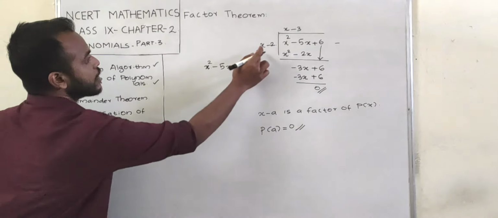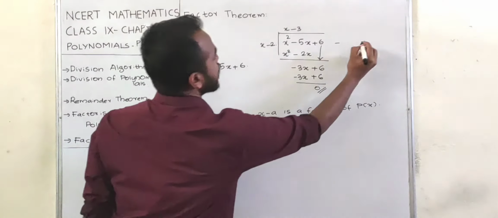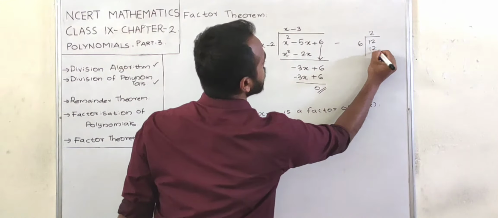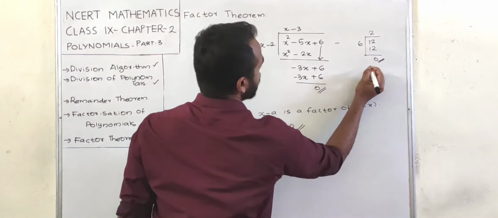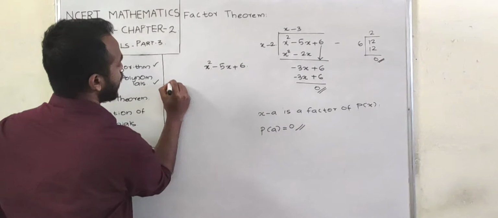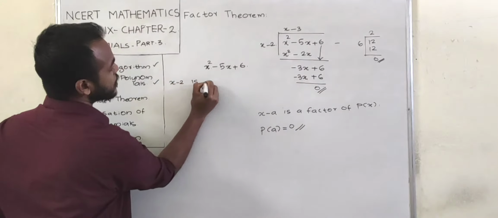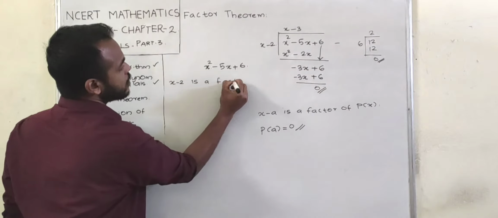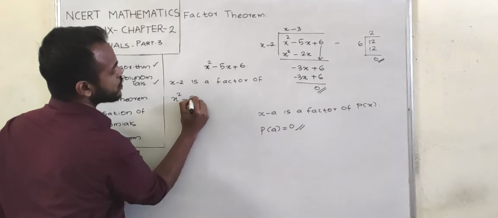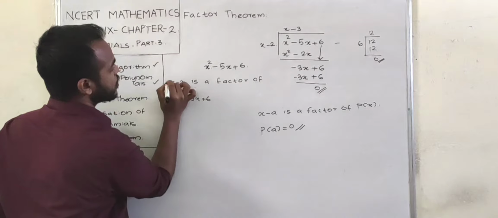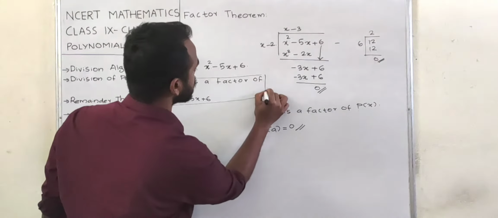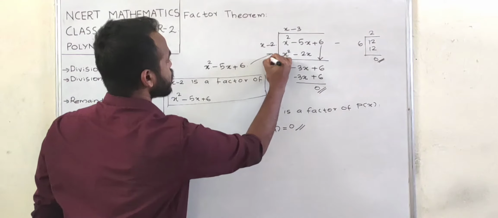Then we can conclude. What can we conclude? Just as we told in the case of 12 and 6, you got remainder 0 here, and you concluded 6 is a factor of 12. The same way you can say x minus 2 is a factor of x square minus 5x plus 6. This is the conclusion that we can make with this particular process.